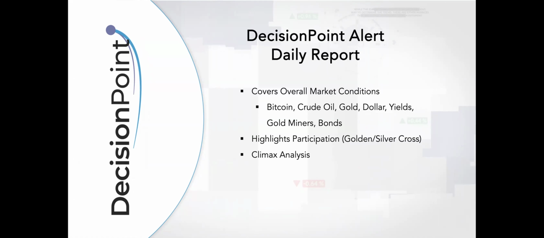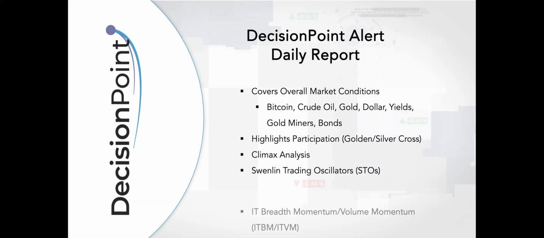Climax analysis is included, like I said, and the Swenlin trading oscillators, those are our primary short-term indicators. I will tell you that they just turned up today, so that's very interesting. I'm still thinking the market looks kind of weak right now, but my Swenlin trading oscillators are telling me that maybe we're not going to get a big decline here.